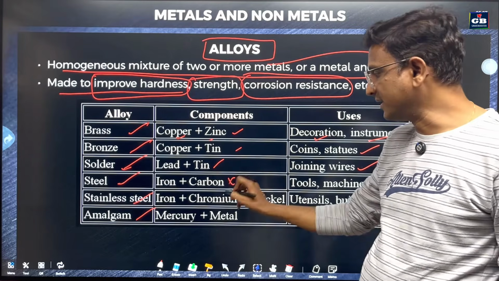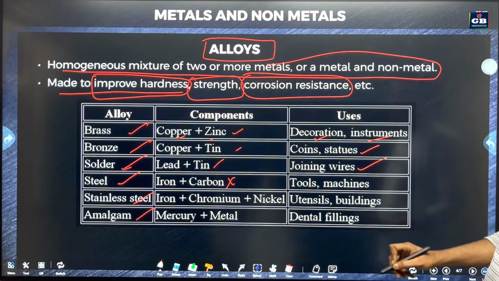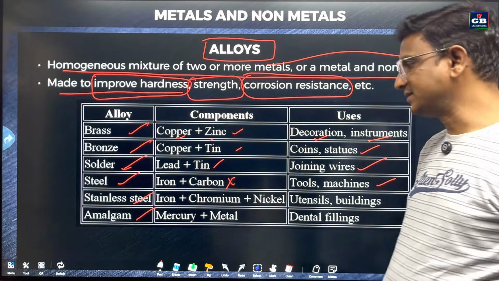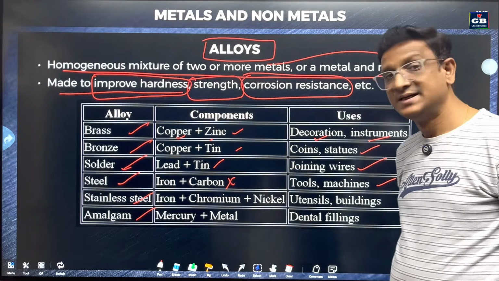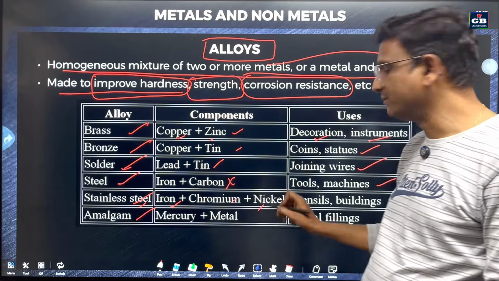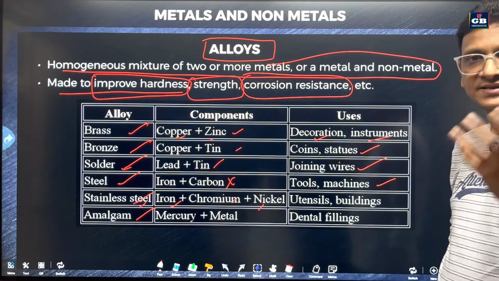Steel, iron and carbon. Carbon is not a metal, it is a non-metal. Iron plus carbon make steel, which is used for tools and machines, parts of machines, tools. Stainless steel is an alloy. It is made by mixing iron, chromium, nickel. Stainless steel has a shiny appearance.